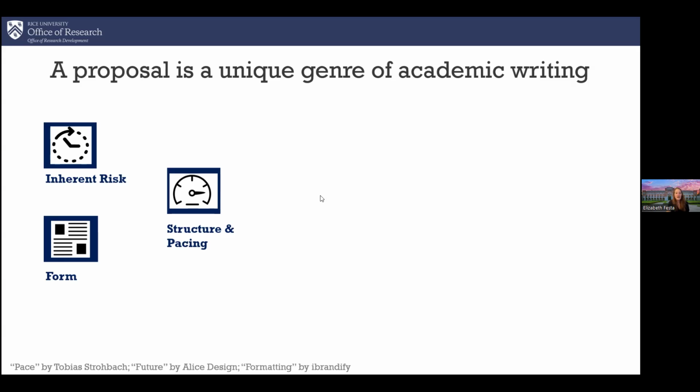So just to recap, it's future oriented and therefore risky. It has to be attentive to other priorities, not just your priorities, or rather your priorities have to match with the institute, with the funder, with the mechanism. In general, it is more persuasive. I do think we use persuasive rhetoric in other academic genres as well.